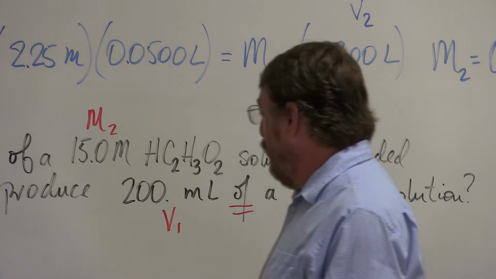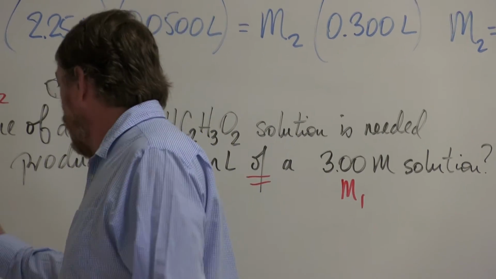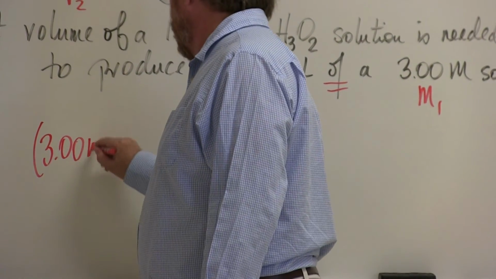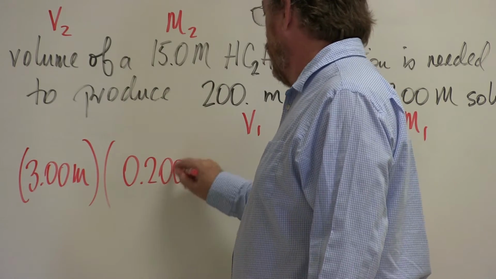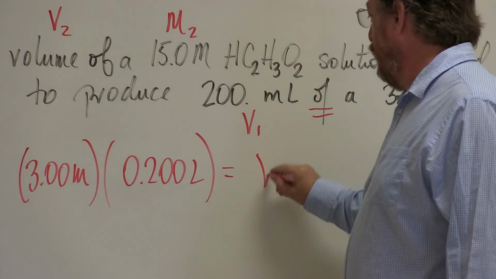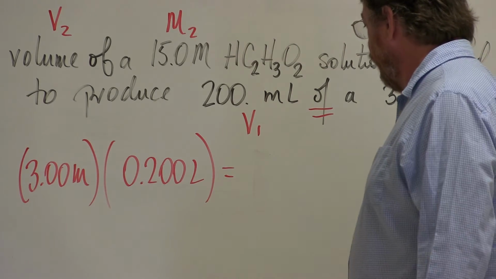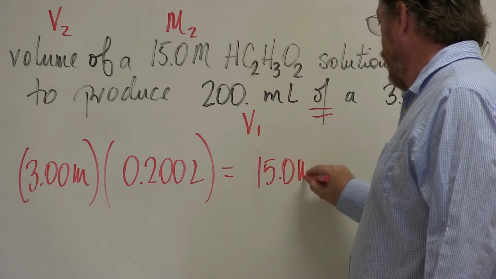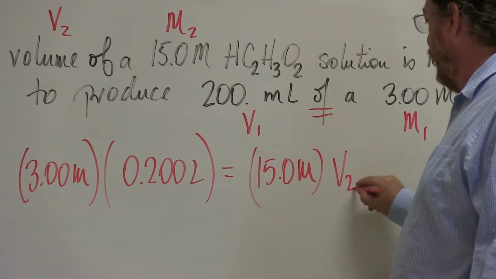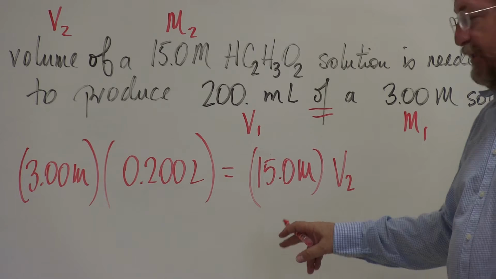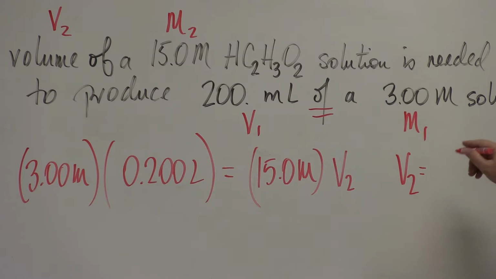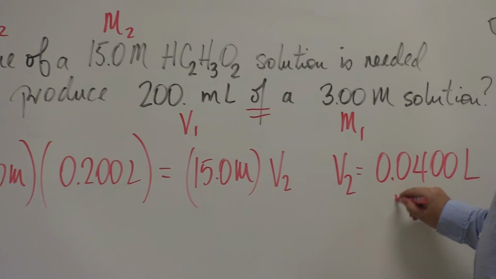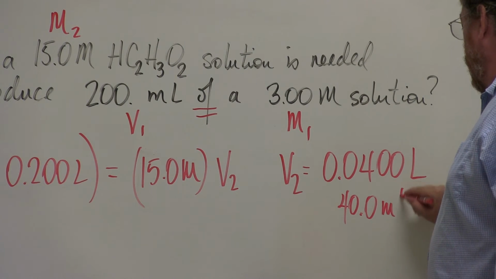Okay, so we've got M1V1 equals M2V2. So let's take the 3 molar, multiply it by 0.2 liters, set it equal to 15 molar times our unknown volume. Divide both sides by the 15, and we'll have the volume that needs to be added, which is 0.040 liters, or 40 milliliters.